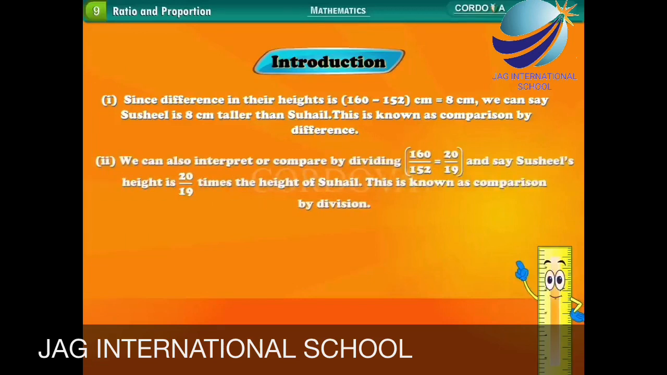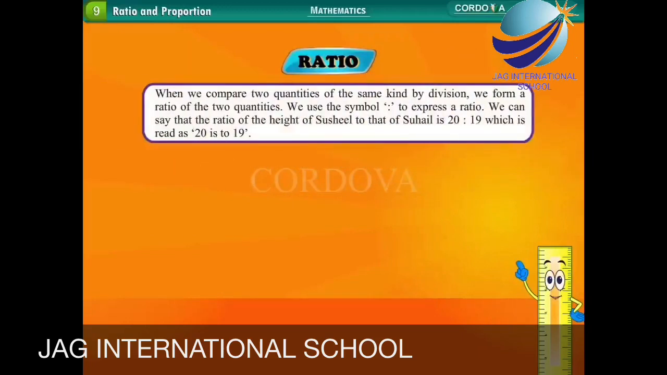We can also compare by dividing 160 upon 152, which is equal to 20 upon 19, and say Sushil's height is 20 upon 19 times the height of Suhail. This is known as comparison by division. Ratio. When we compare two quantities of the same kind by division, we form a ratio of the two quantities. We use the symbol : to express a ratio. We can say that the ratio of the height of Sushil to that of Suhail is 20:19, which is read as 20 is to 19.